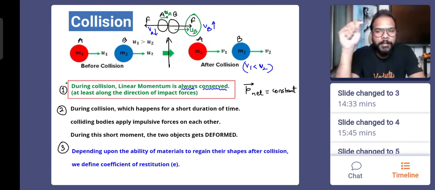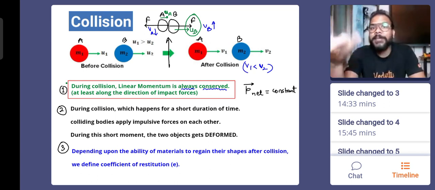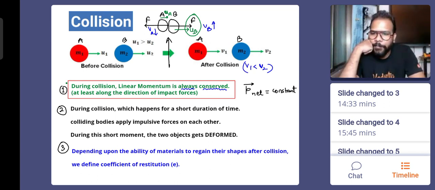But at the microscopic level, the steel balls also get deformed. A rubber ball will show a visible deformation. A steel ball will not show a visible deformation.